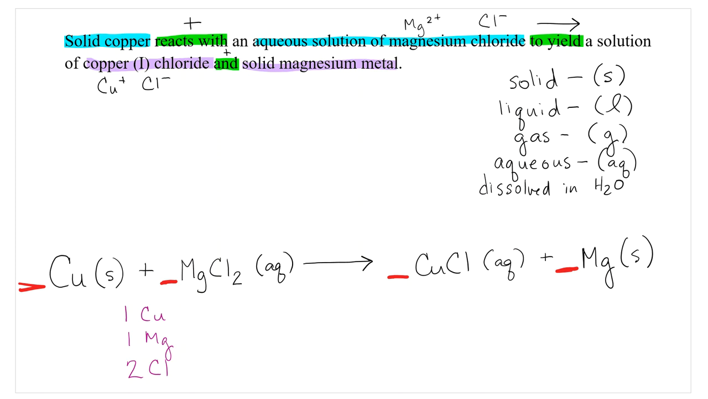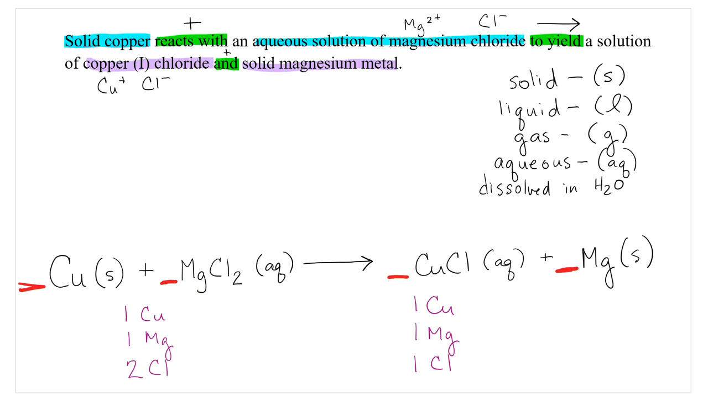I like to just keep it in the same order, so I went copper, magnesium, chlorine. So I'm going to go copper, magnesium, chlorine in the products. So how many coppers do I have across both of my products? Just the 1. I'm going to go to magnesium next again just to keep my columns organized. How many magnesiums do I have? And how many chlorines do I have? It's not balanced. Wah, wah.